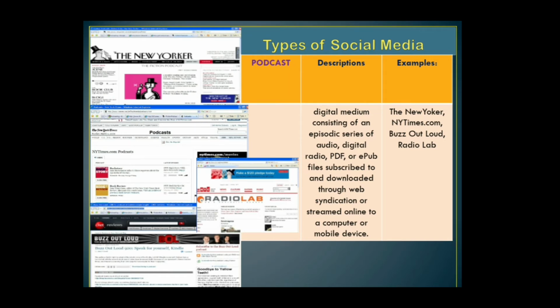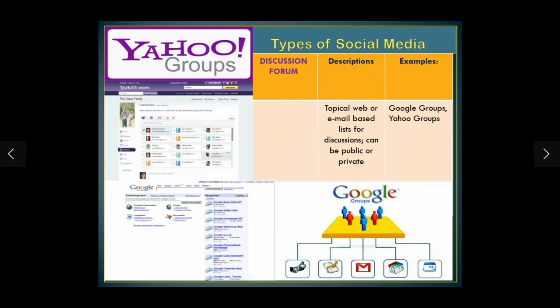Okay, and then we have the discussion forum type of social media. Okay, a topical web or email based list for discussion, which can be public or private. The examples are Google Groups or Yahoo Groups.